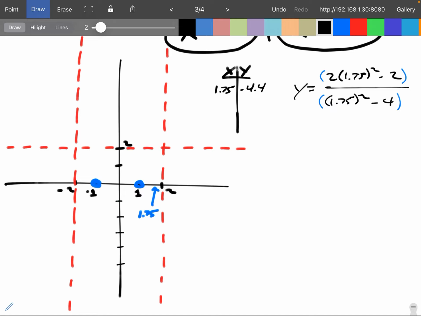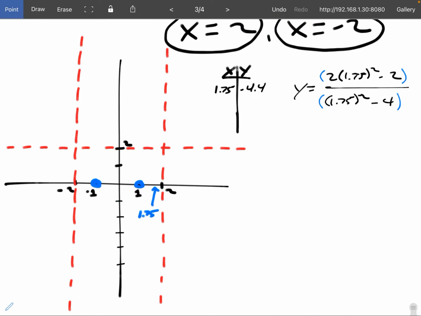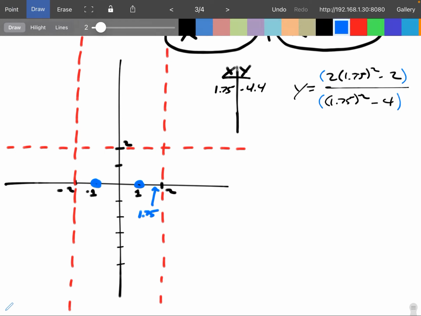So negative 4.4 is going to be down here. There's negative 1, negative 2, negative 3, negative 4, negative 5. So with an x value of 1.75 here, I'm down here, negative 4.4. So that gives me a point right there and come down to negative 4.4. So like down here. All right, so I have that point right there. So again, just to label this so you can see what I'm doing, that's the point 1.75 comma negative 4.4.